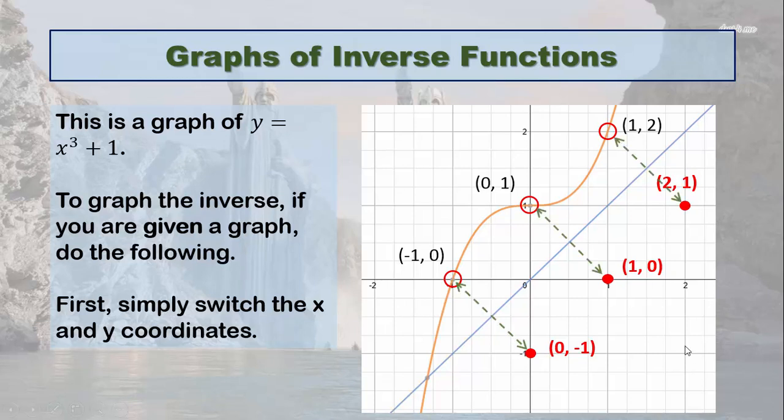All right. The other thing to remember is that, and that's why I have this line right here, this line is y equals x. And a function and its inverse are mirror images across the line y equals x. So this original point is reflected directly across this line to here, and the same here, and the same here.